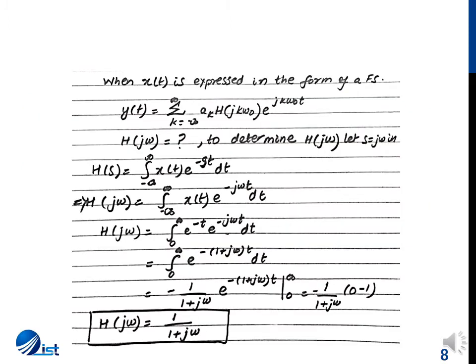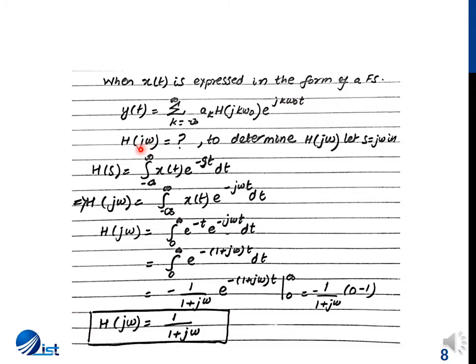So from the previous slide, we have seen that x of t can be expressed in the form of a Fourier series. And we have described that when x of t is expressed in the form of a Fourier series, the output y of t can be given as y of t is equal to the summation of k from minus infinity to infinity, a_k multiplied by H of j k omega naught into exponential j k omega naught t. Now this H of jk omega naught is the frequency response evaluated at each of the frequencies given in the input.